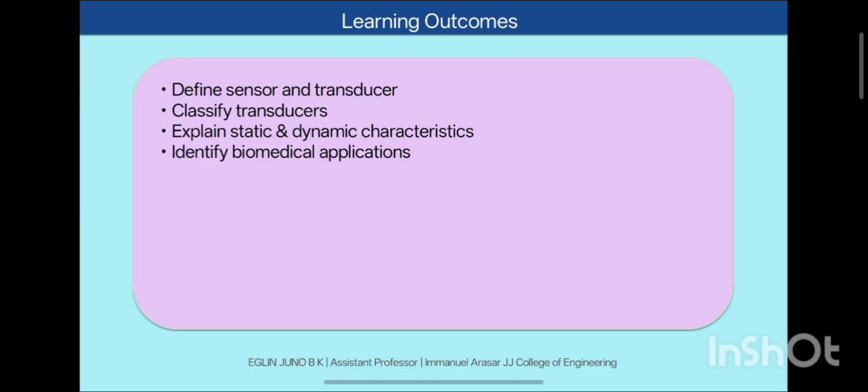Now we understand what is a sensor, and let us move to what is a transducer. A transducer is a device that converts one form of energy into another form. In biomedical engineering, most transducers convert physical energy into electrical energy. For example, temperature becomes voltage, pressure becomes an electrical signal. Likewise, displacement becomes resistance, also light becomes electrical current. This electrical signal is then amplified, processed and displayed or stored.